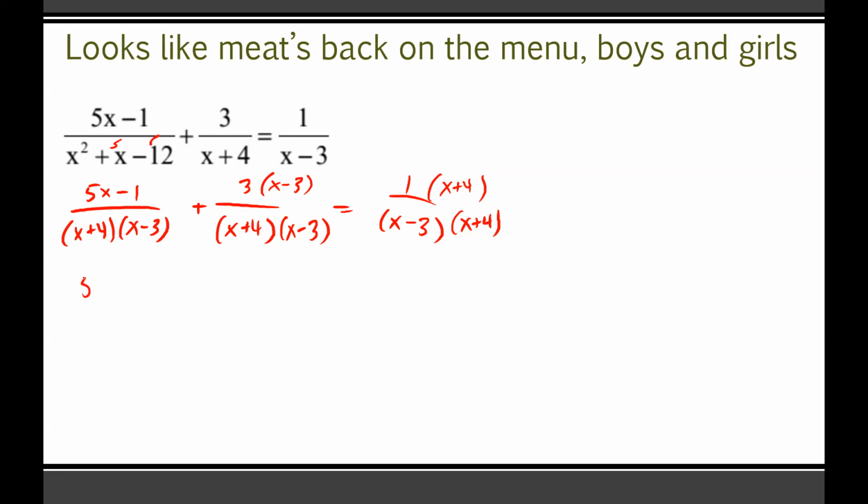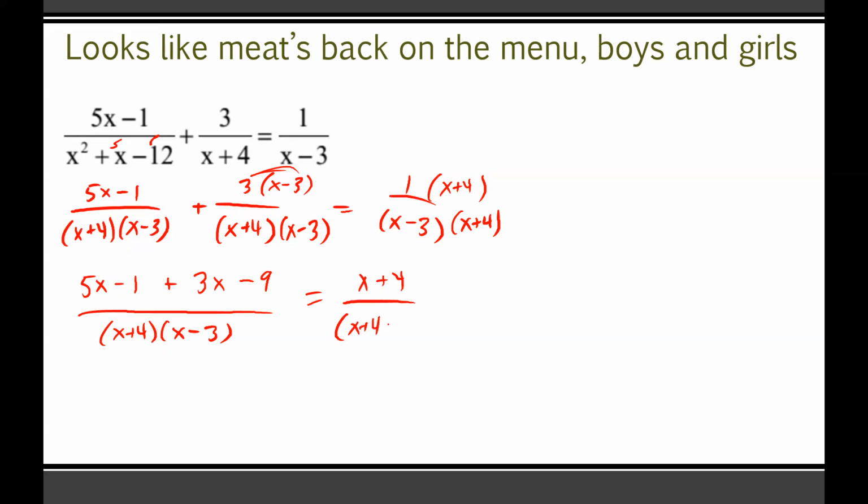So rewriting this now, it's going to be 5x minus 1 plus, because there's a plus sign here, I feel pretty confident just double dipping it through all in one step. This is going to be plus 3x minus 9 all over x plus 4, x minus 3. I just combined them into one here. See, I just did it naturally. I wasn't even thinking, but that's fine. Equals 1 times x plus 4. Let's be real here. That's just x plus 4 over x plus 4 times x minus 3.